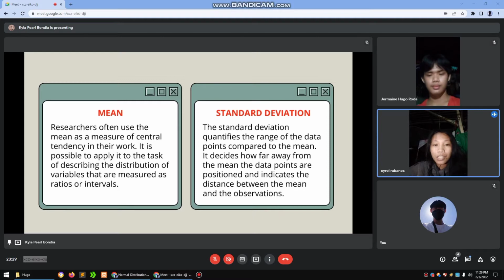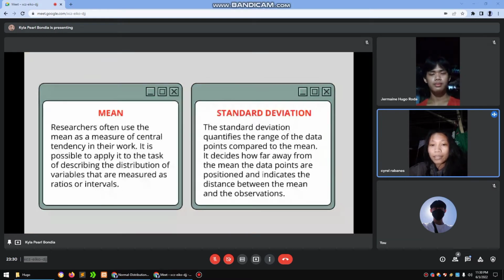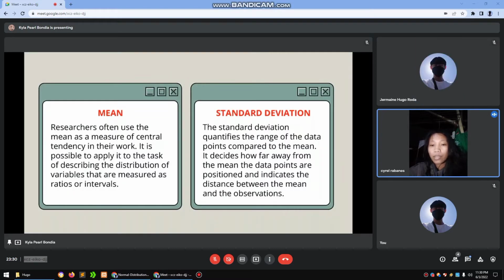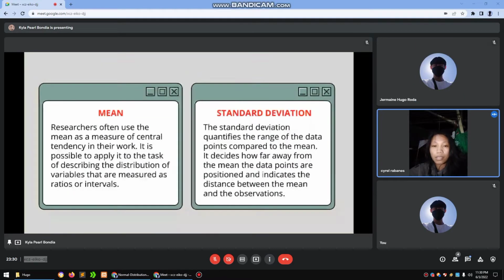Mean. Researchers often use the mean as a measure of central tendency in their work. It is possible to apply it to the task of describing the distribution of variables that are measured as ratios or intervals. The standard deviation. Standard deviation quantifies the range of the data points compared to the mean. It decides how far away from the mean the data points are positioned and indicates the distance between the mean and the observation. Next.